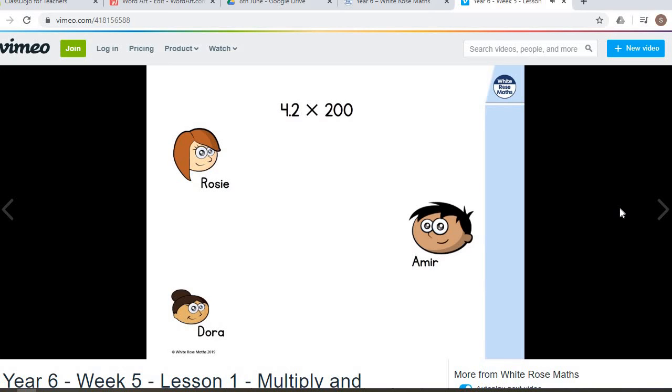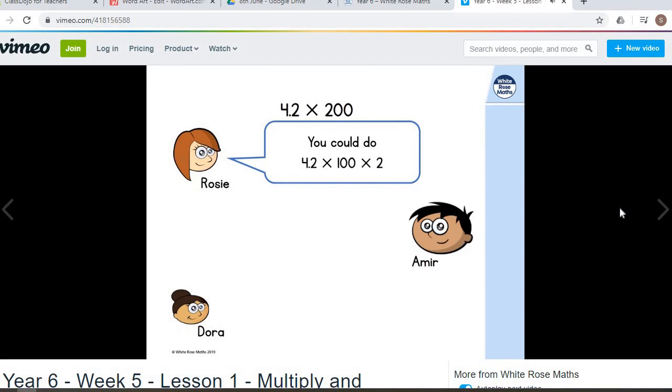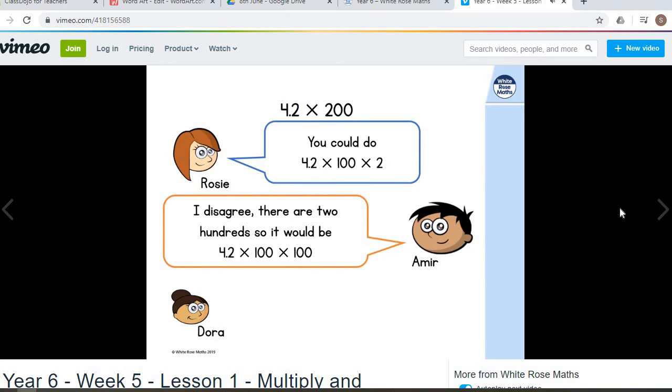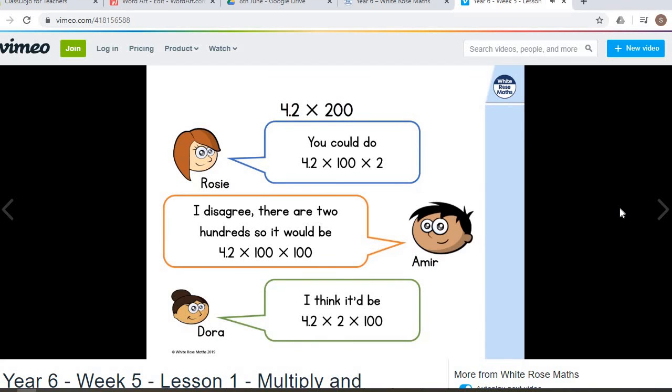So Rosie, Amir and Dora are thinking about how they'd solve 4.2 times 200. Rosie says, you could do 4.2 times 100, times that by 2. Amir says, he disagrees. There are 200s, so it should be 4.2 times 100 times 100. But Dora says, well, I think it'd be 4.2 times 2 times 100. Who do you agree with?